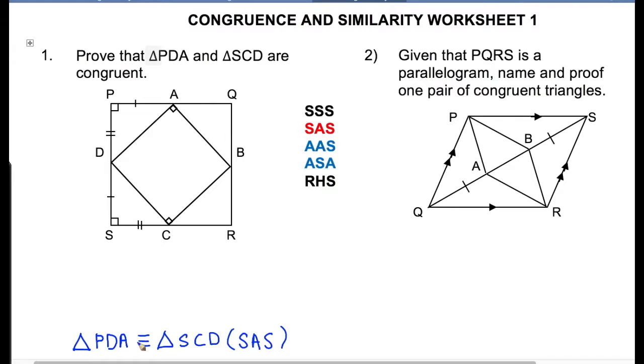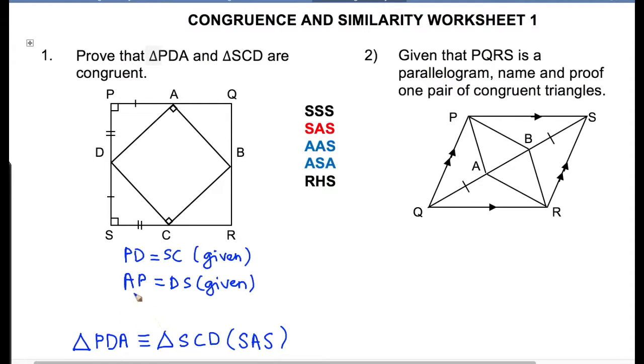The letters must be arranged according to corresponding points. Therefore, we can pick out the equal sides and equal angles from the arrangement. PD equals SC, and this is a given side. Similarly, AP is equal to DS. And again, this is a given side.